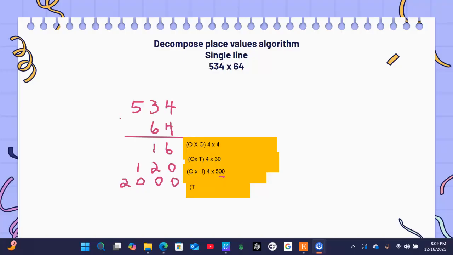Our next one, now we're going to move from our ones place into our tens place. So we have our tens place times our ones place, and that would be 60 times 4. Again, there's 1 zero right there, right? So we're going to write that. And then we know that 6 times 4 equals 24.